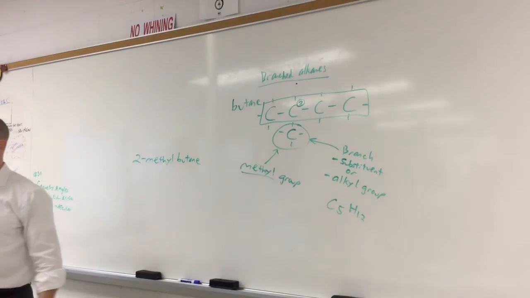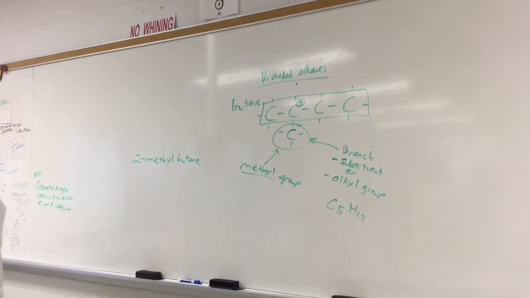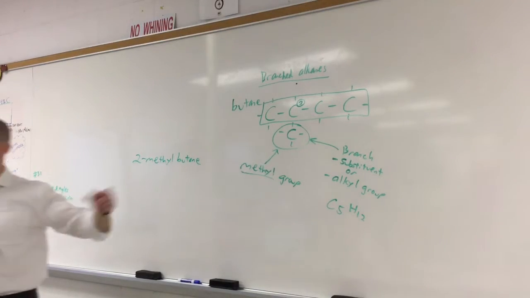If there were 2 carbons outside the main chain, it would be ethyl butane? Sort of. We're gonna do that next.